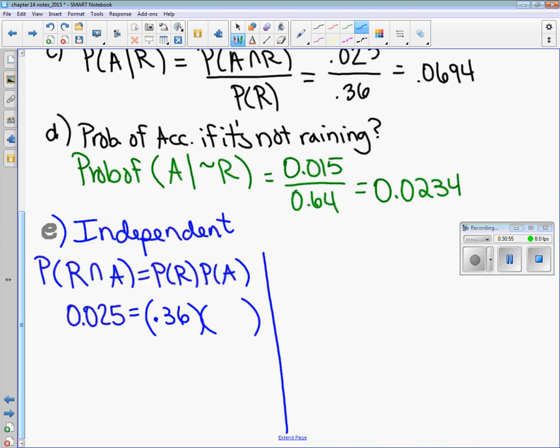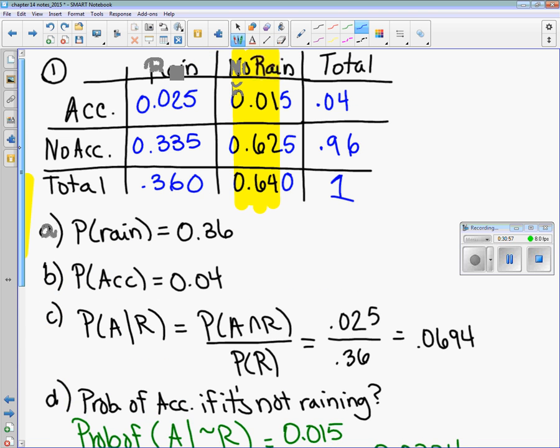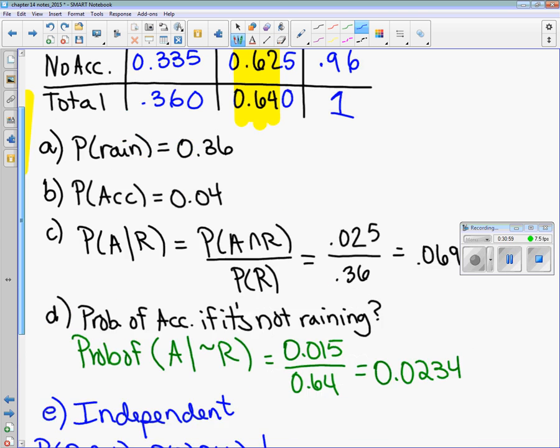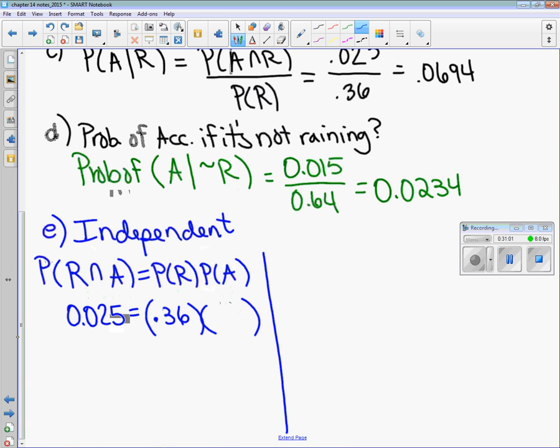What's the probability of accident? No. 0.04. Can't read your own writing. Embarrassing. Just playing. Multiply them. What's 0.36 times 0.04? Is it 0.025? Nope. What is it? 0.0144?